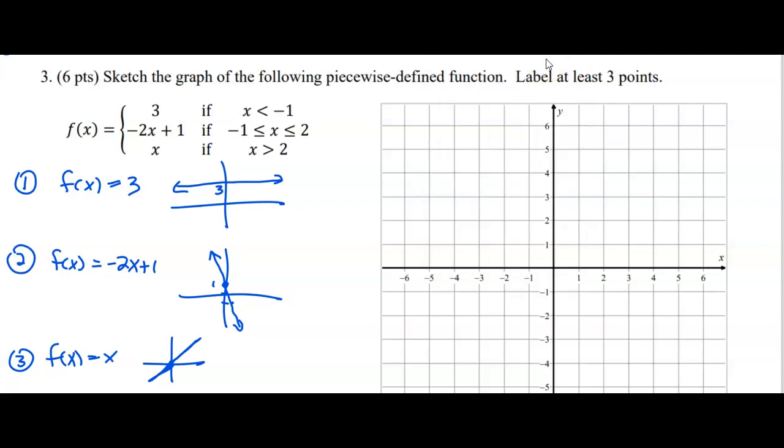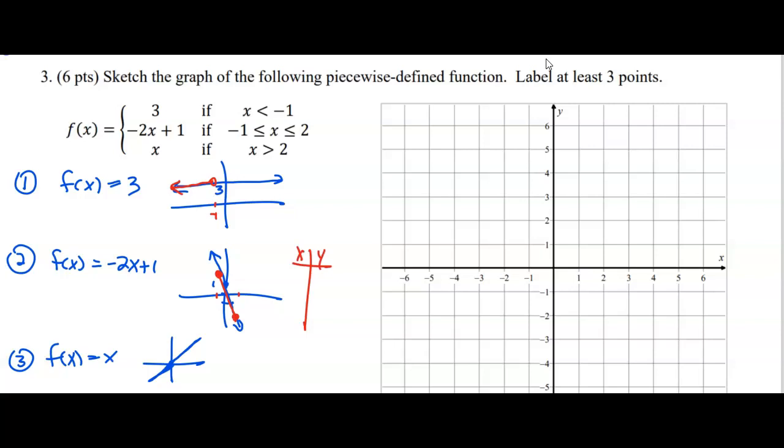So for f of x equals 3, if x is less than negative 1, this would be a hollow dot, just the left piece of this horizontal line. The middle section between negative 1 and positive 2 has solid dots on both sides. So this is a line segment, and we really should inquire into what those points are.